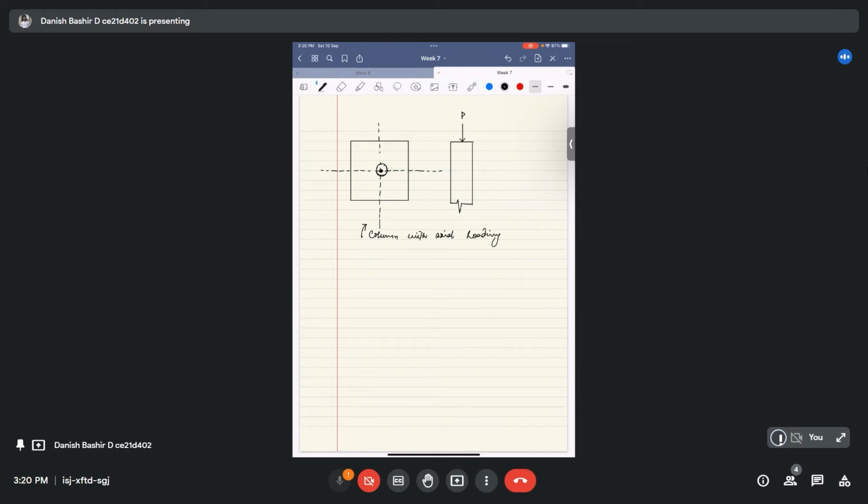Another type is loading with uniaxial eccentricity. There is axial loading on the column, but it has uniaxial eccentricity. That is, with respect to one axis it has some eccentricity, and with respect to the other axis it is along that axis. For example, like this, we have the same column section.